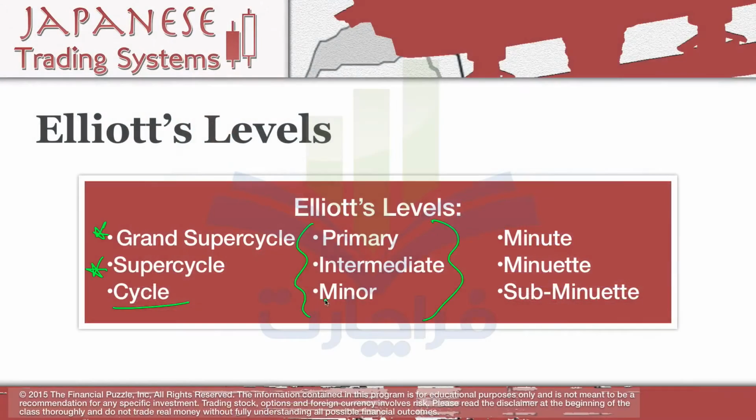So the minor level will subconstruct into the minute level, or the minute level, sorry. The minute level will subconstruct into the minute level, and then you've got the sub-minute level. And so what Elliott discovered is it doesn't matter if you're going up or if you're going down, you've got variations of this fractal. Now, I'm going to make it really simple for you.